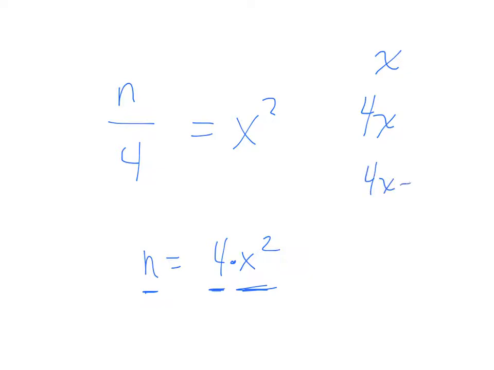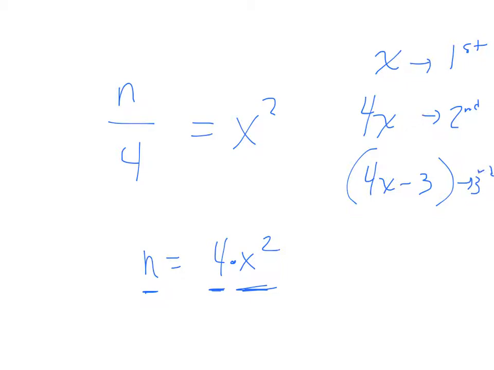And 4x minus 3. This is the second side. Remember, a side is 4 times larger than the first side, and then the third side is 3 less than the second side. So we have to use 4x for the second side. Okay? So this is our second side. This is the first side. This here is the third side.